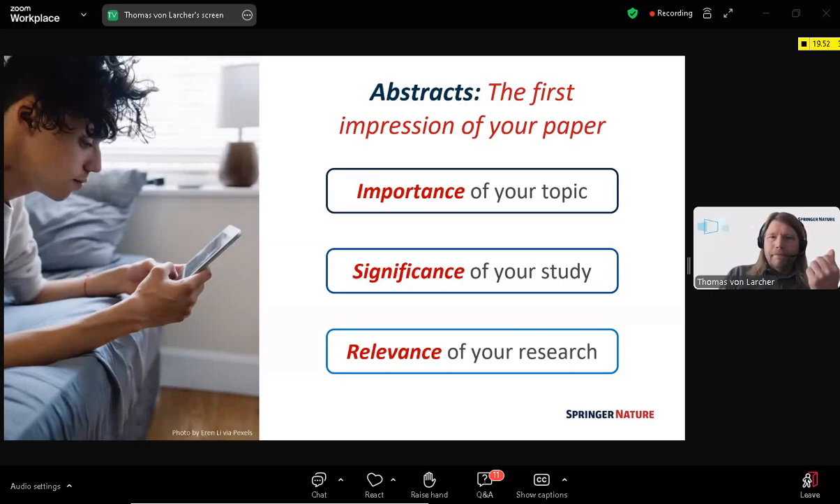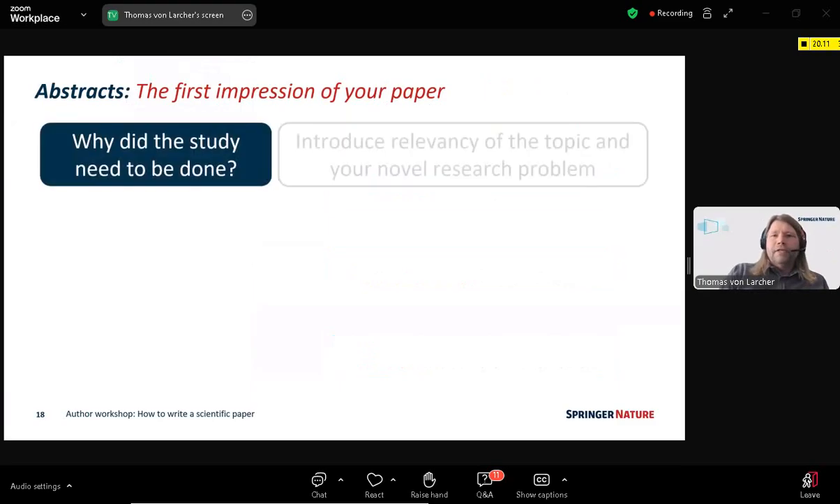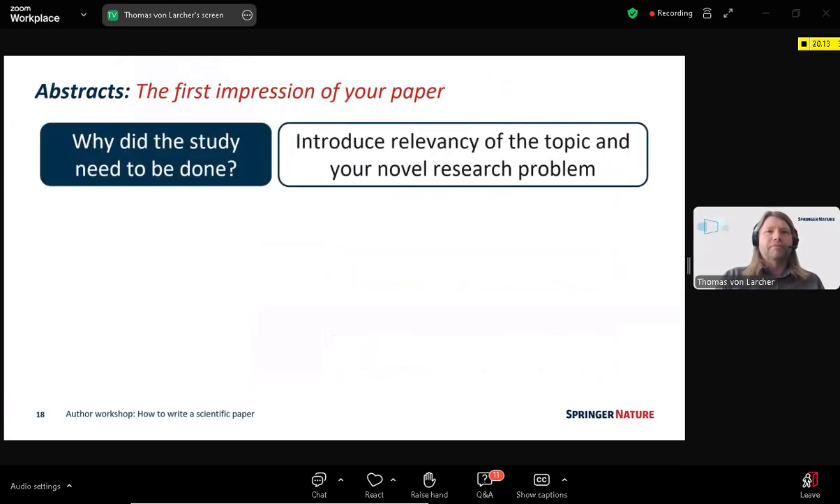My advice is 300 words max for an abstract, right? A single paragraph, 100 to 300 words, and that's enough. So, as I said, the first impression of your paper is in the abstract, and then the reader will decide to look into the article or not, right?